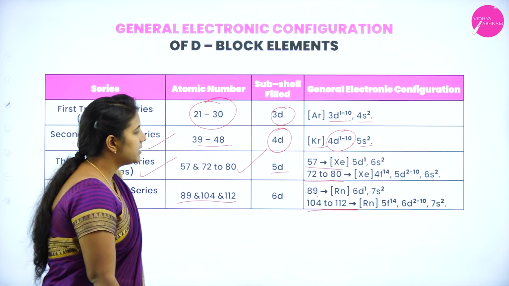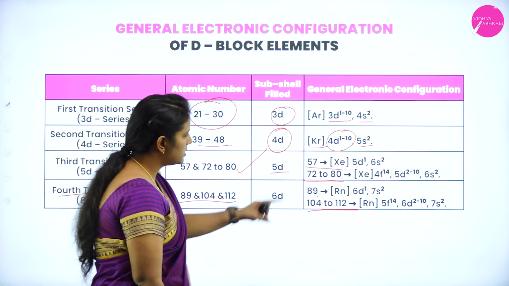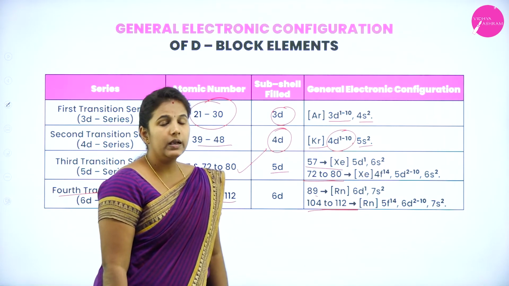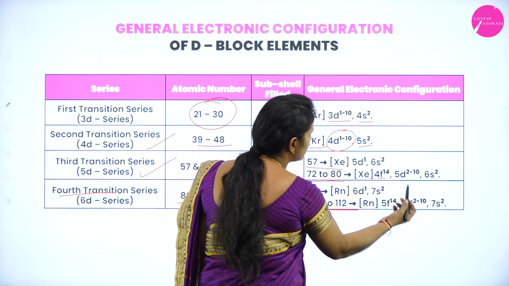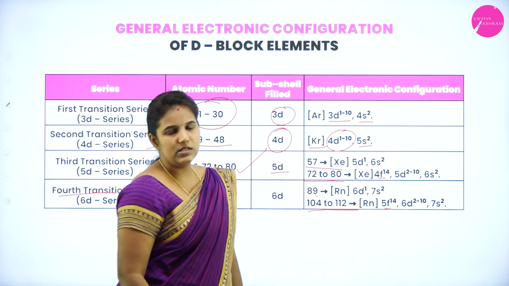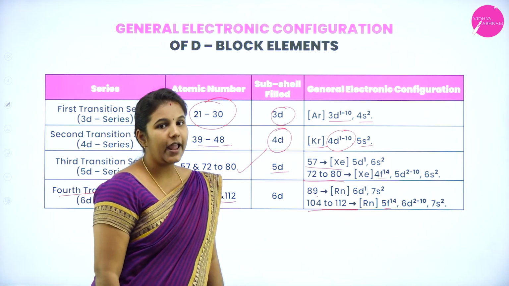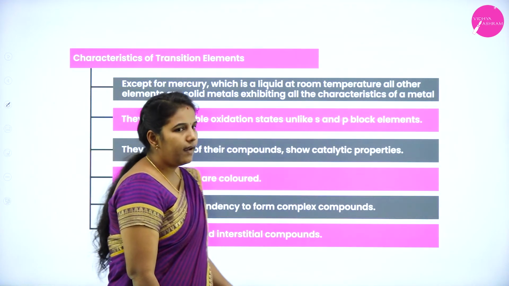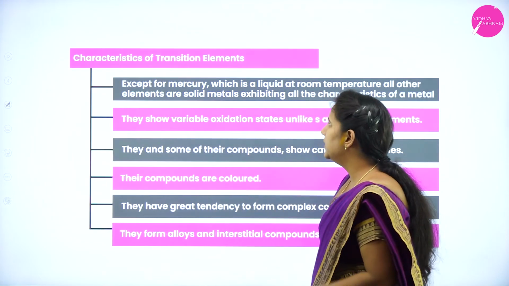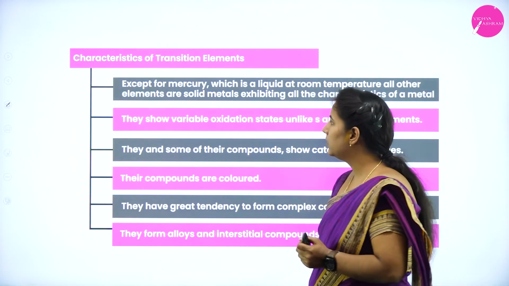You can clearly understand that in the 4f as well as in the 5f series, the last electrons go to the f orbitals, is it right? Hence they are known as what? f block elements. Okay.